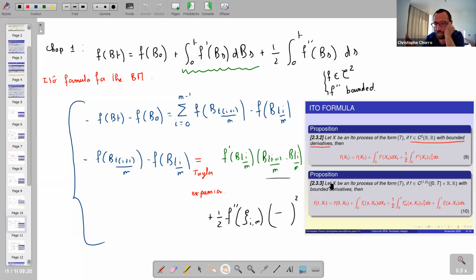Because here I have the same kind of hypotheses that are very restrictive. I am C1 in time, C2 in x, and I want bounded derivatives in order to give sense to all these integrals. Here, I want to relax this set of hypotheses to obtain the same formula as this one, but for more general f.